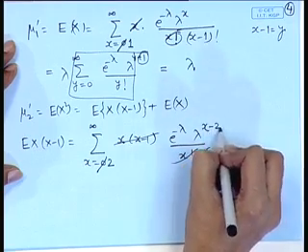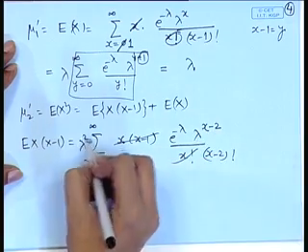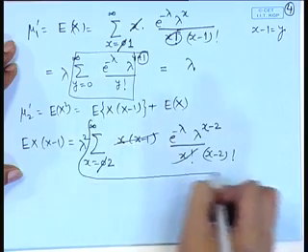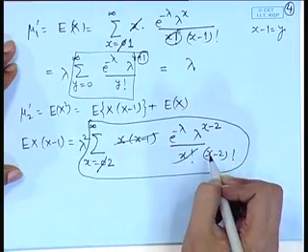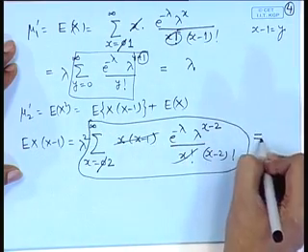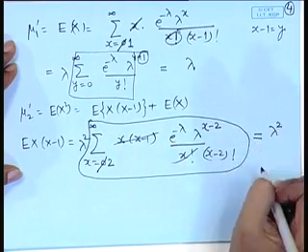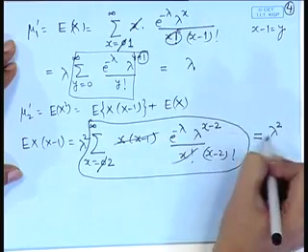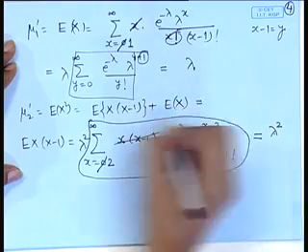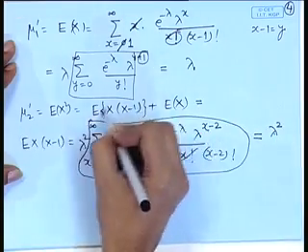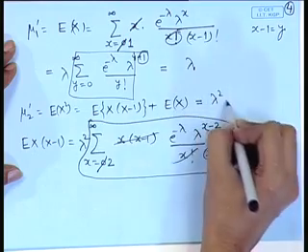Therefore, this we can write as lambda to the power x minus 2 lambda square, and now this is nothing but expansion of e to the power lambda. So, the second factorial moment becomes lambda square. Now, if we substitute this value in the expression for mu 2 prime, this is lambda square plus expectation x, that is lambda.